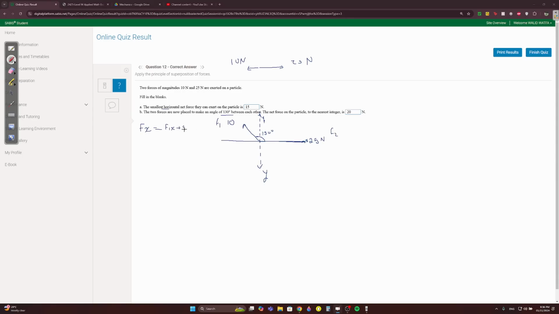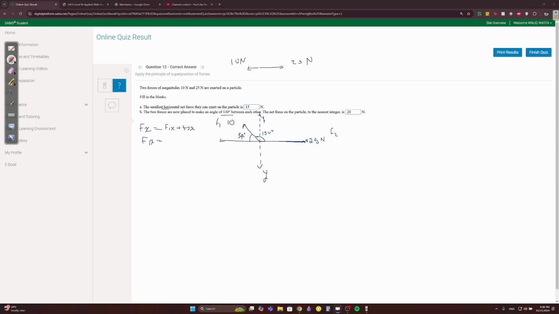F1x plus F2x is this 130. How much is this angle going to be here? 50 degrees. So the angle with the horizontal is 50 degrees. F1x is going to be equal to the force. Is it going to the left?